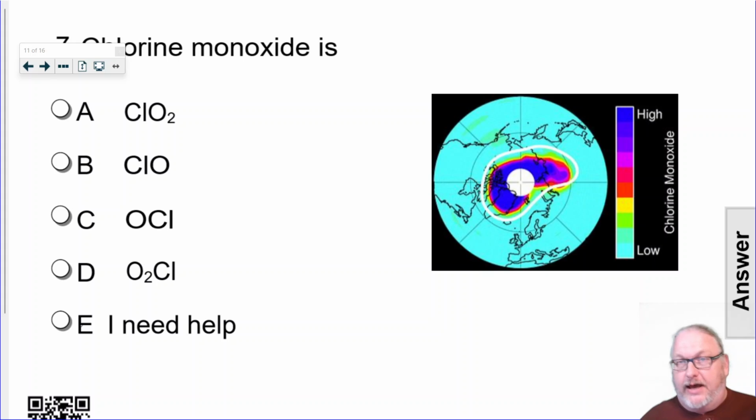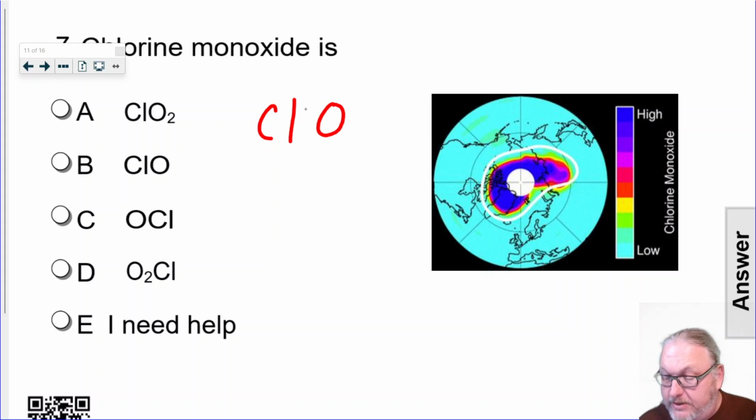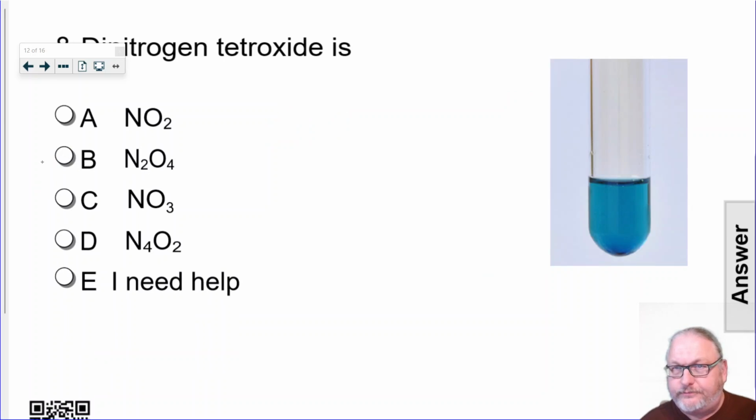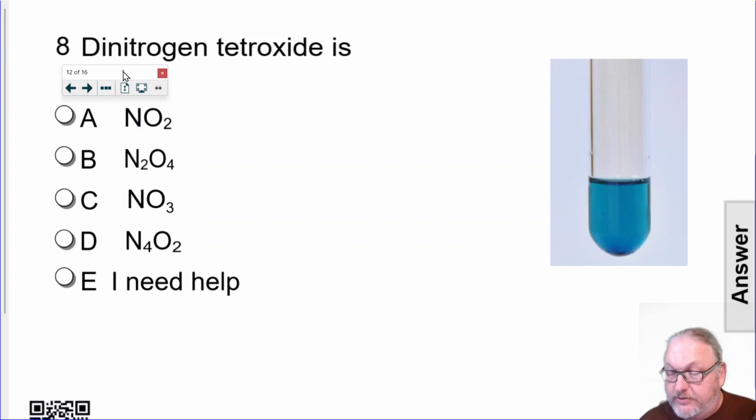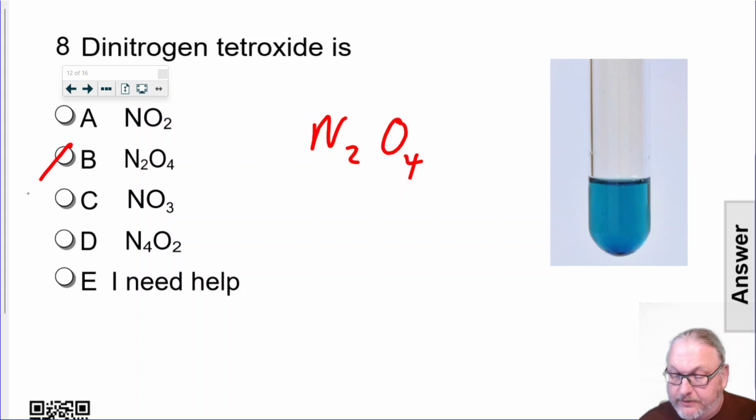Chlorine monoxide. So that'd be a Cl and one oxygen, that would be B. Pretty easy. I'm not even going to show the answer. Next, dinitrogen. Di stands for 2, so that would be an N2. Tetroxide. Tetra, I look at my sheet, that's 4. Okay, that's B.